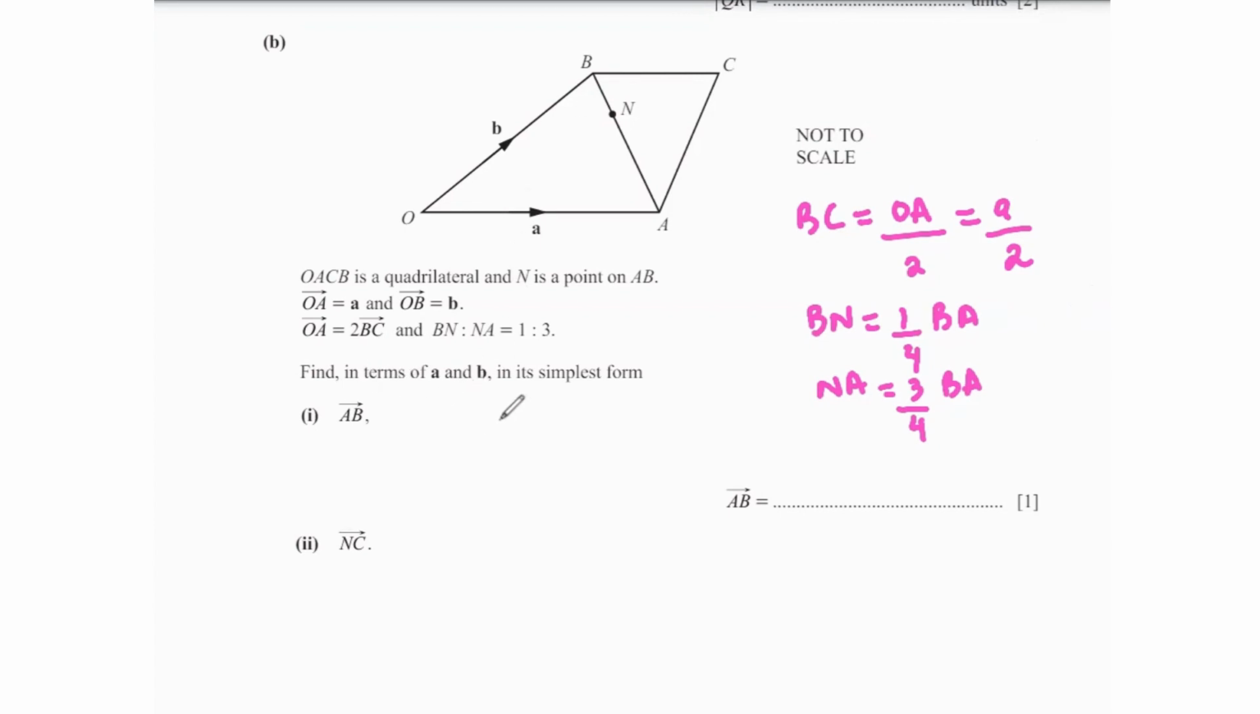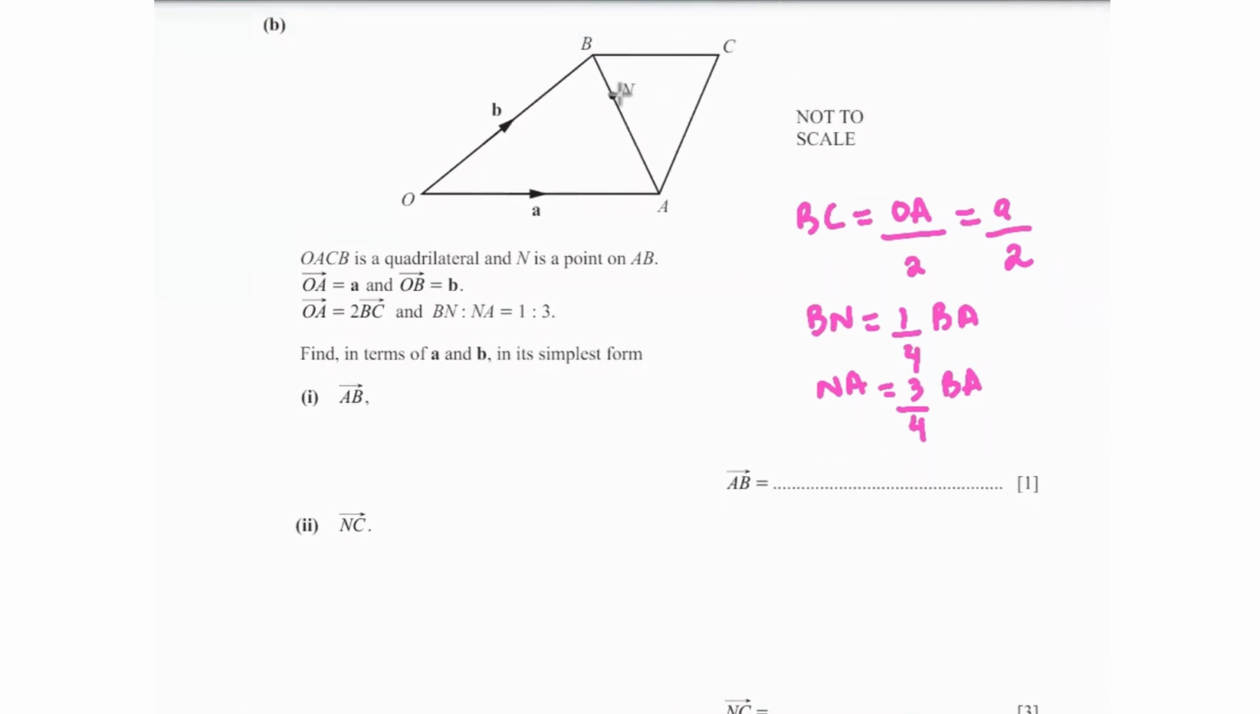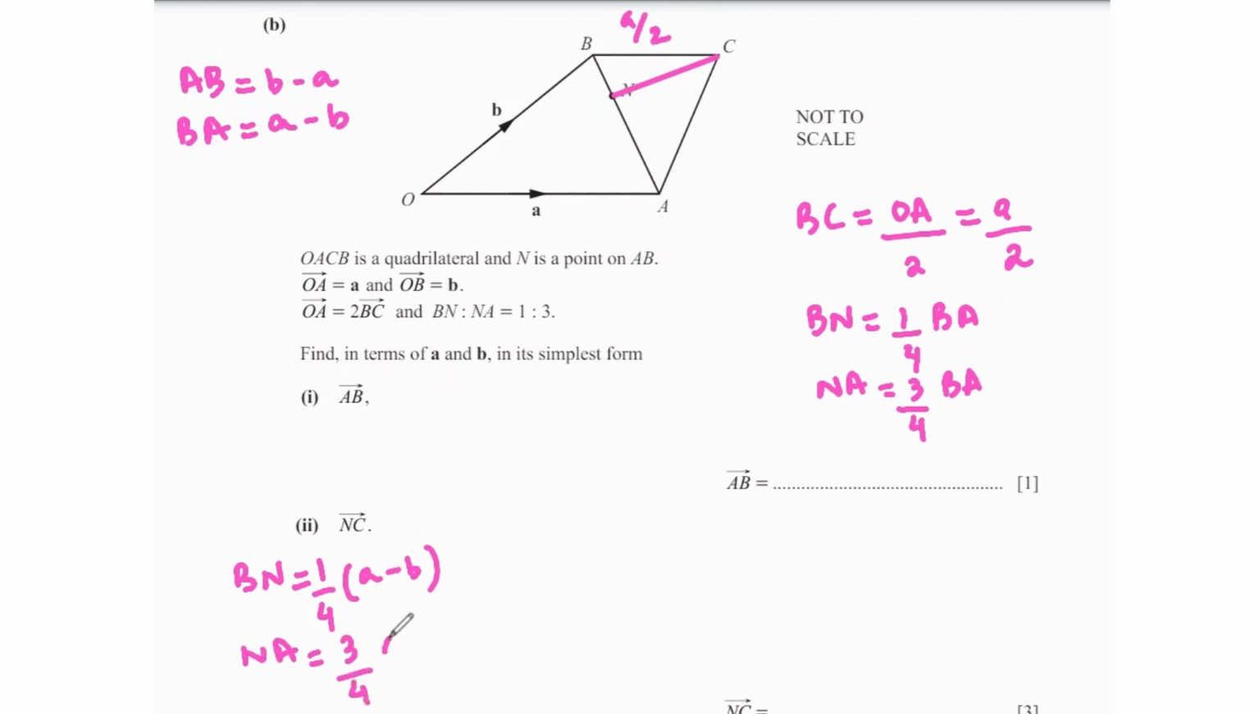Now it's saying find in terms of A and B in its simplest form AB. So AB would be OB minus OA, which is basically B minus A. That is the first one. Then it says find NC. So for NC, let's connect the line first. This is NC. We know that BC is A over 2. We know that BN is 1/4 of BA. So we just said that AB is B minus A, so BA would be A minus B. So BN over here would be 1/4 of A minus B, and NA would be 3/4 of A minus B.